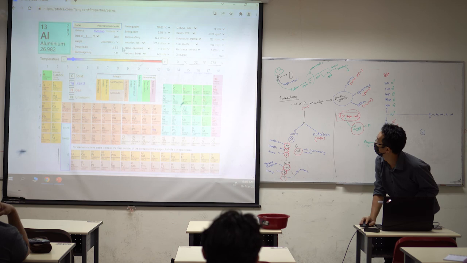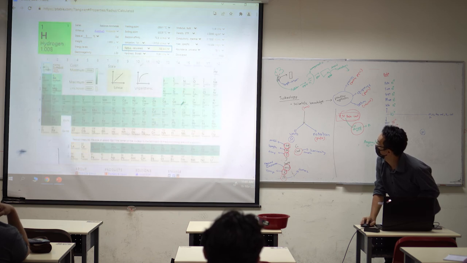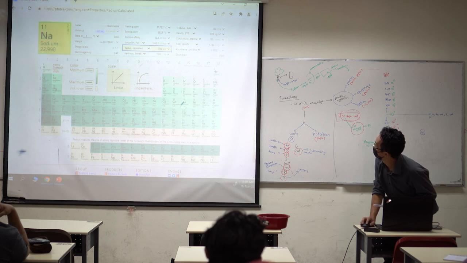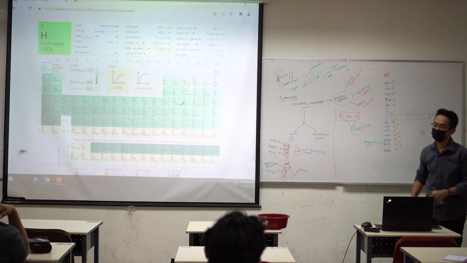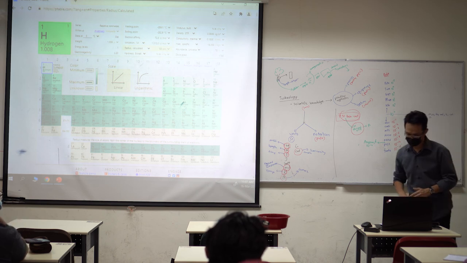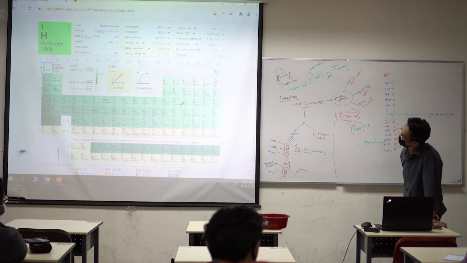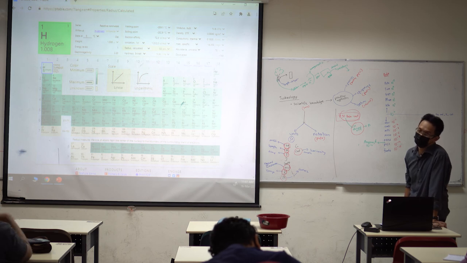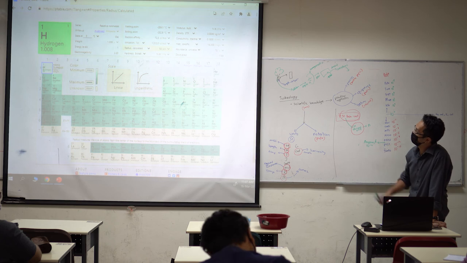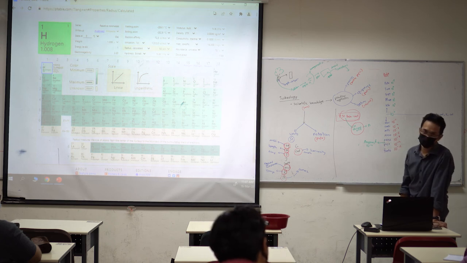So the radius, you can see all these colors. Where is the radius? 53. So convert this. 53 picometer. How many angstroms is that? So 53 picometer, how many angstrom?